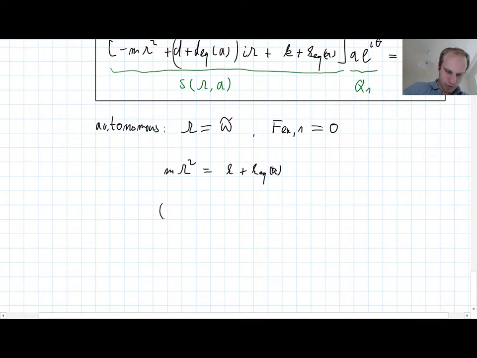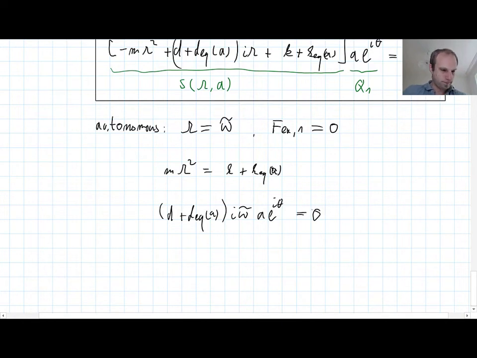And now this here needs to be satisfied. So d equivalent a, i omega tilde, a e to the i theta. This has to vanish. And we can have different ways on how this could be achieved.